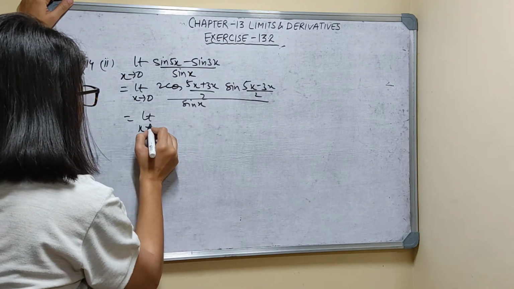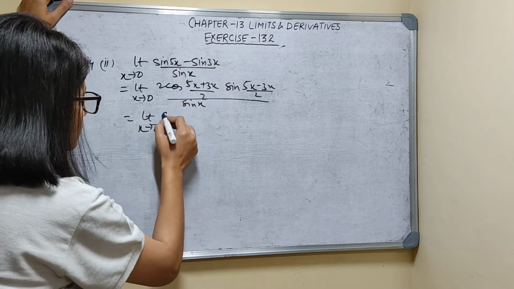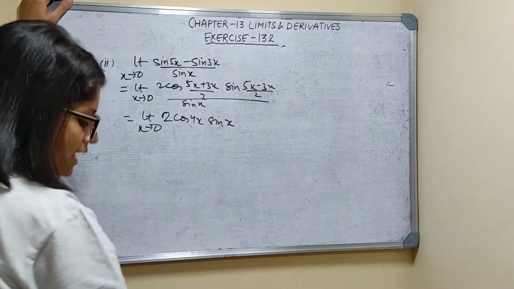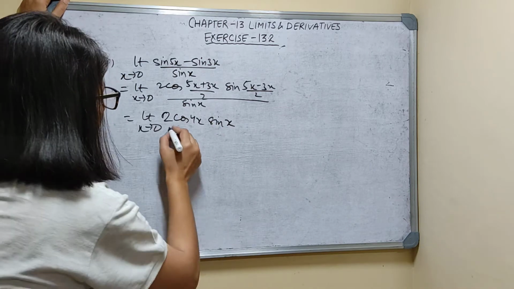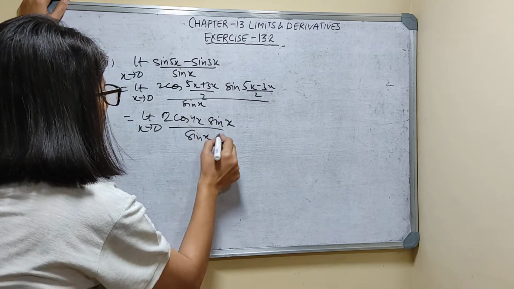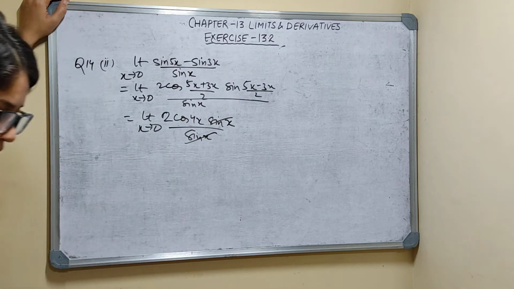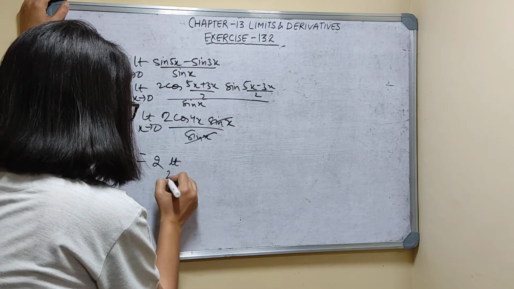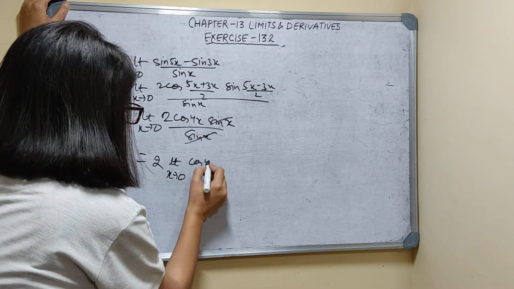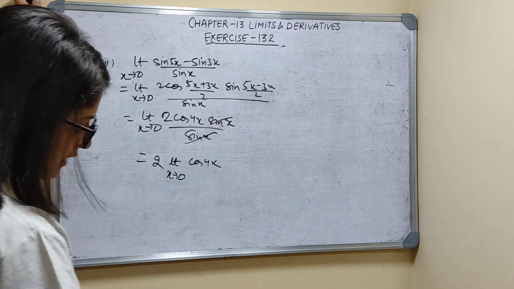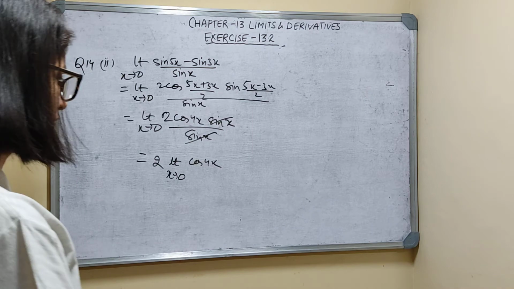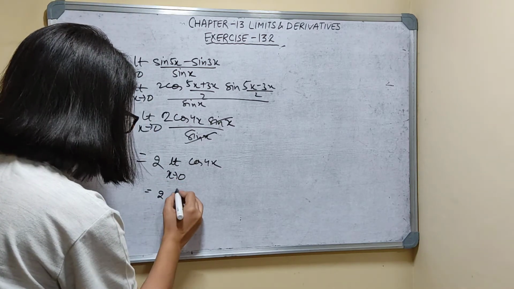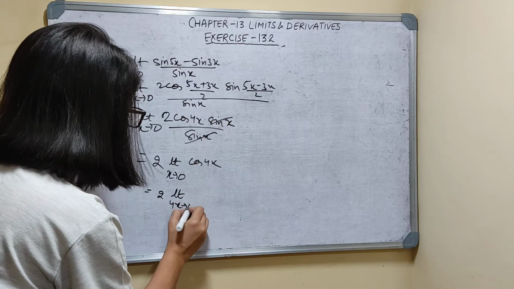So limit x tends to 0, 2 cos 8x/2, so 2 cos 4x sin 2x/2, so sin x. 2 cos 4x sin x upon sin x. This cancels. Now it is 2 cos 4x. 2 will come out. Limit x tends to 0, cos 4x. I know one formula: limit x tends to 0, cos x is equal to 1. If x tends to 0, then 4x also tends to 0.